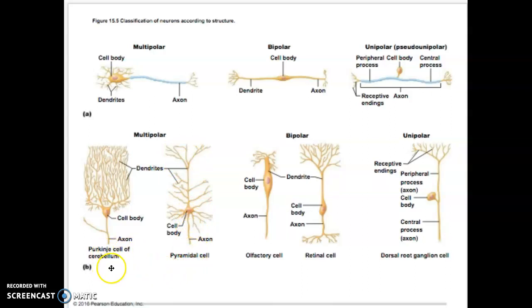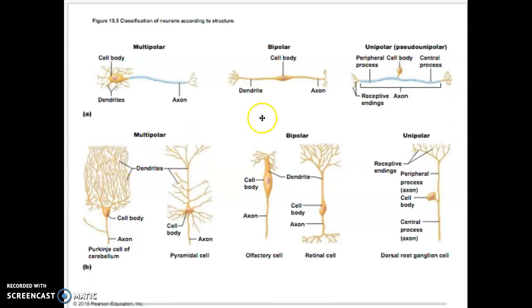So these cells are called the Purkinje cells, and they're found in the cerebellum. And these are the pyramidal cells. And so these have to do with motor, with actions.